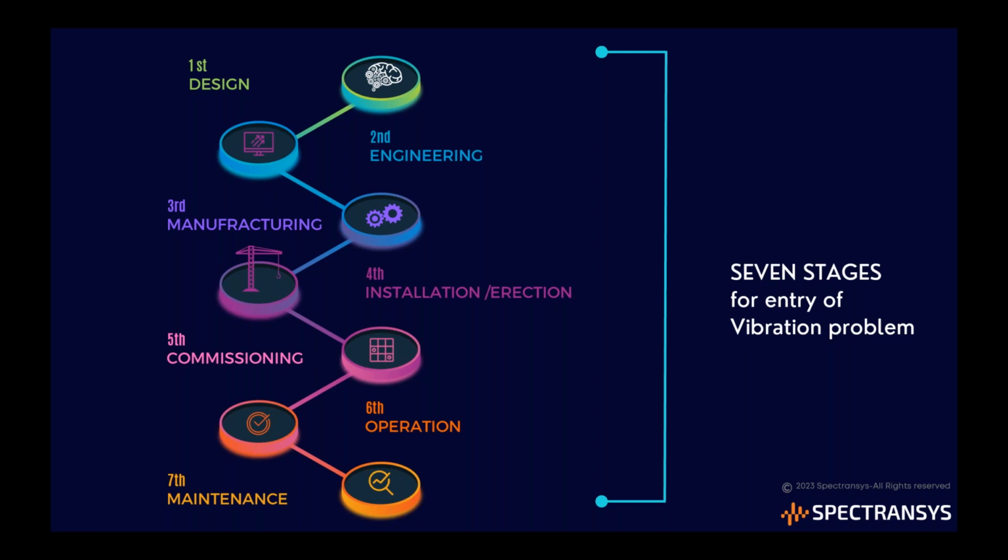And then the third stage at which the problem can be introduced is the manufacturing of the equipment. The fourth stage is the installation or the erection process. The fifth stage is when the machine is put into service for the first time, that is the commissioning process. Once that is done, the machine is handed over to the operation people, and some problems can be introduced at this stage by the operational process. And finally, the 7th stage at which problems can come in is the maintenance of these rotating machines. So these are the 7 stages at which a vibrational problem can creep in.